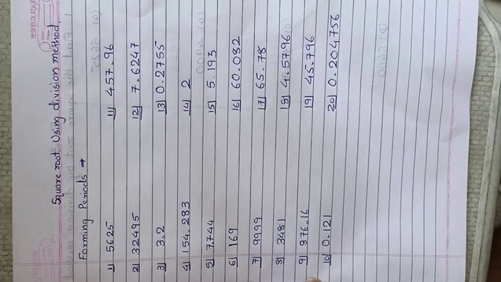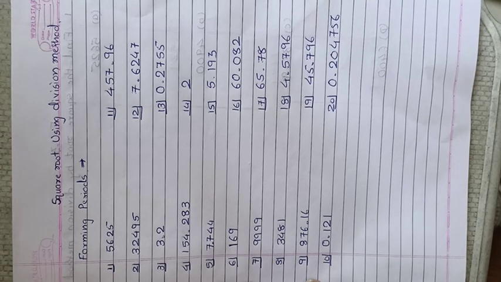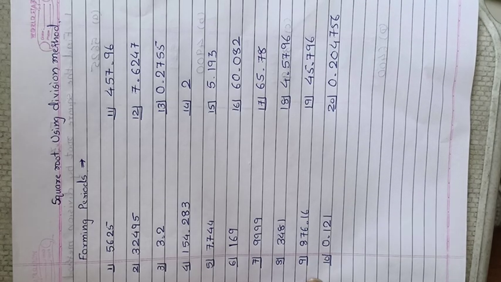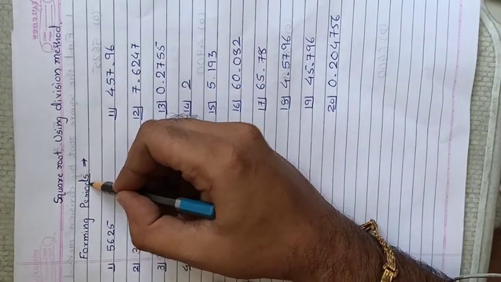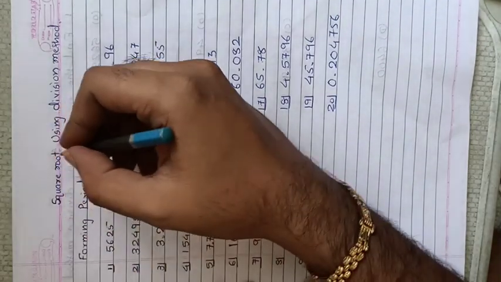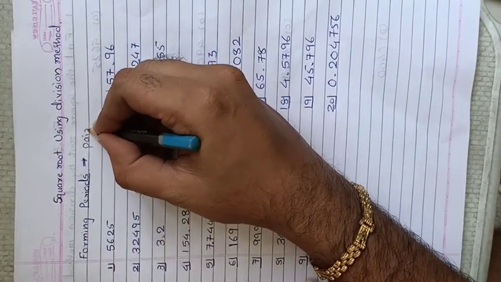Now we will learn the next method of finding square root, which is the division method. But before starting the division method, you should know the steps of doing it. The first step is dividing the given number or perfect square into periods. First, what do you mean by periods? Period means a pairing of numbers.